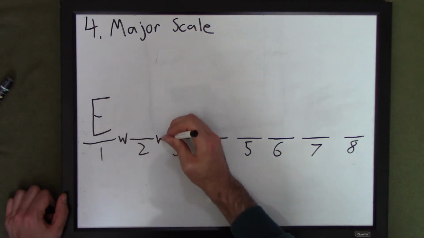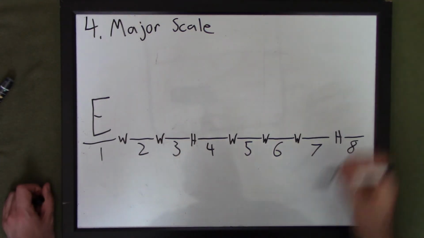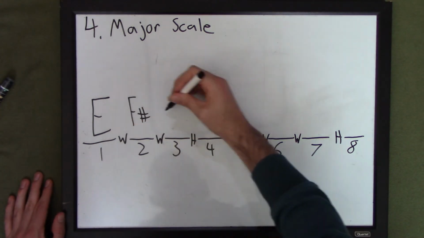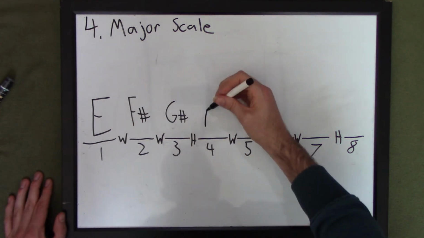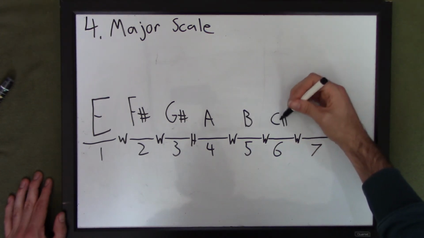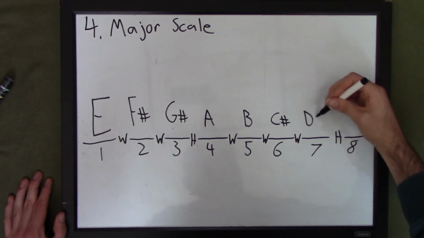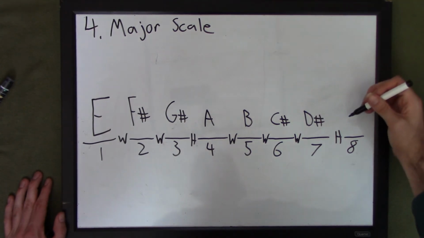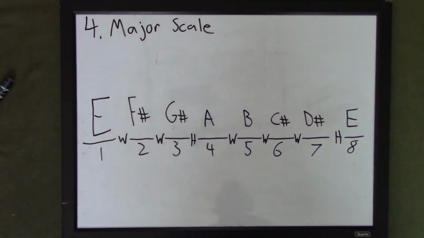So we start with E. Go a whole step up, that brings you to F sharp. A whole step up, that brings you to G sharp. A half step will bring it to A. A whole step will bring it to B. A whole step will bring it to C sharp. A whole step will bring it to D sharp. A half step will bring you to E. That is your E major scale. E, F sharp, G sharp, A, B, C sharp, D sharp, E.